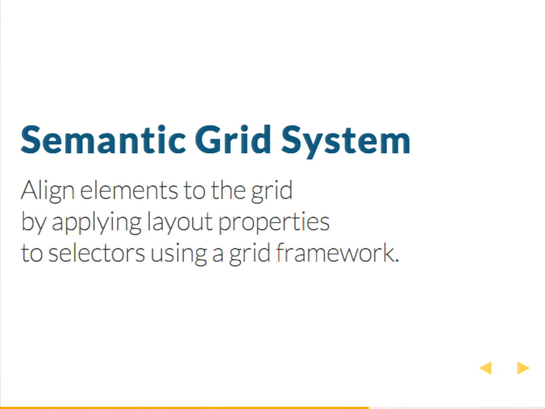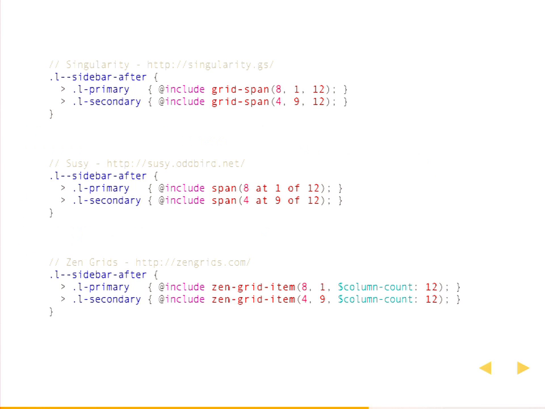Another approach to that is the semantic grid system. Align elements to the grid by applying layout properties to selectors using a grid framework. So here we don't have a set of predefined classes that we're using. We're able to apply the CSS and all the math involved with it using a grid framework and a preprocessor. These three examples here are all the exact same layouts defined in three different Sass-based grid frameworks. There's Singularity, Susy, and Zen Grids. Now all these pretty much do the exact same thing as far as the final output.